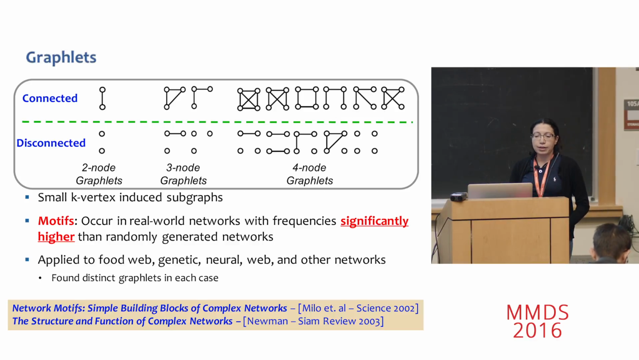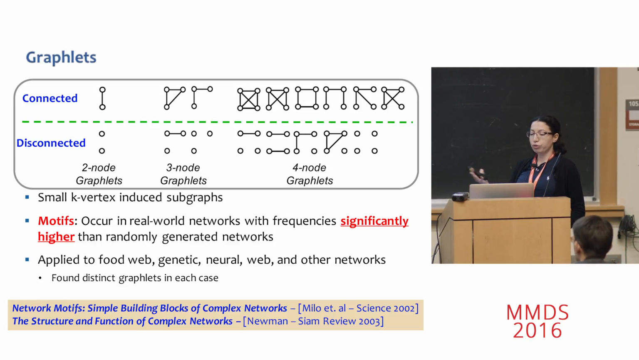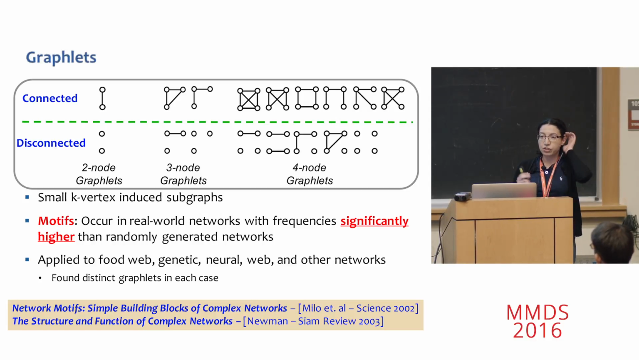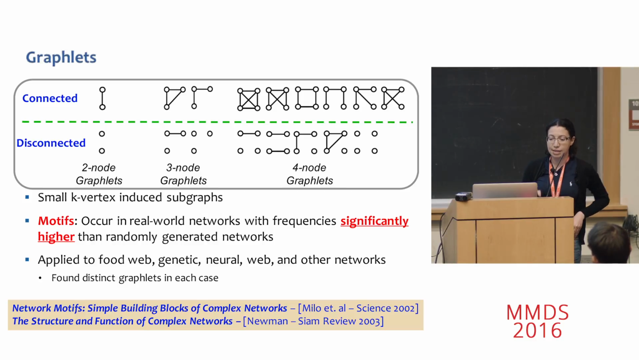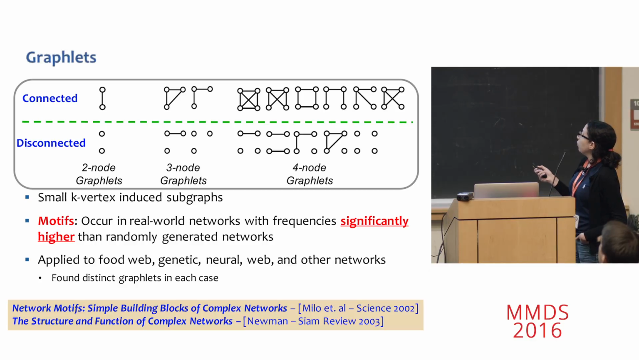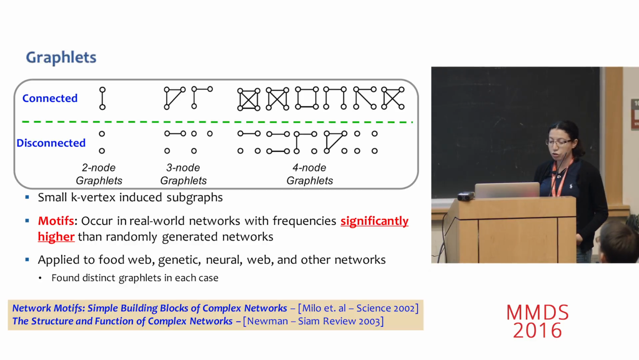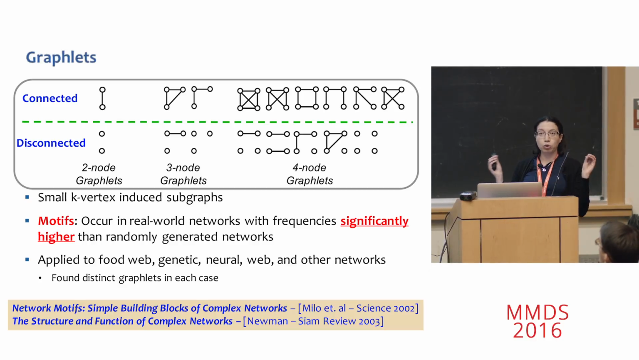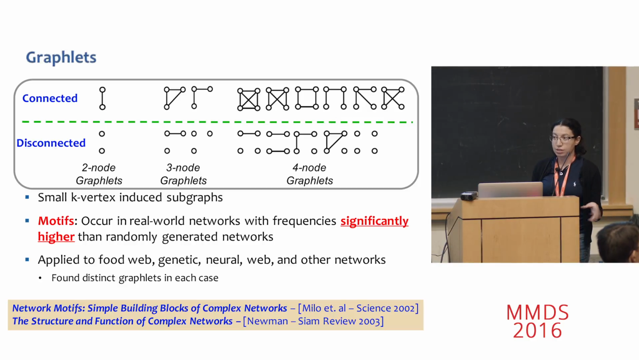They have been applied in different areas such as food webs, genetic or neural networks, and many other types of networks, where distinct graphlets were found in each case that describe distinct characteristics of these networks. Some of the pioneering work in this area is by Milo et al. in 2002, who found that motifs or graphlets could be the simple building blocks of complex networks and help in understanding them.